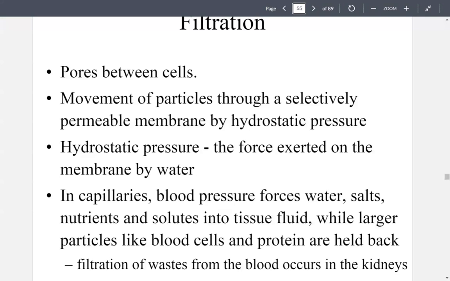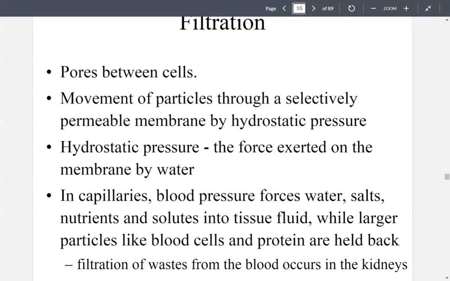First of all, let's talk about filtration. Filtration is going to occur when there are what we refer to as pores or openings between cells. Filtration refers to the movement of particles through those pores and/or through a selectively permeable membrane, aka the plasma membrane, by the use of hydrostatic pressure. What is hydrostatic pressure? Hydrostatic pressure is the force exerted on a membrane by water.